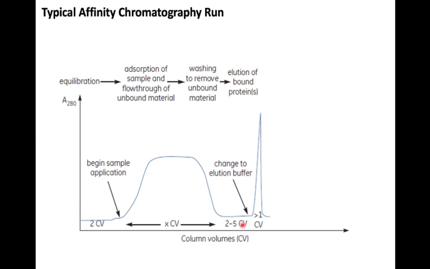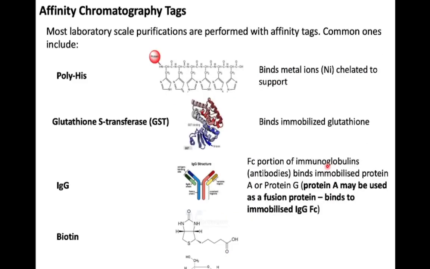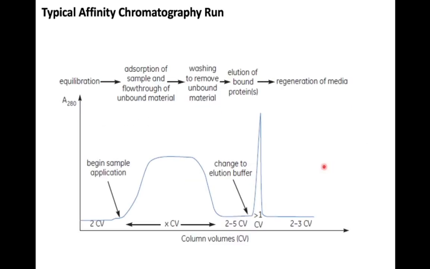Afterwards, we need to change the buffer to an elution buffer, and depending on what is bound, we can use a specific elution buffer. So this is eluting the bound proteins, and essentially we need to elute them in a very short peak, normally in less than 1 column volume. And then there's a regeneration of the media, so we can wash the column with 2 to 3 column volumes.